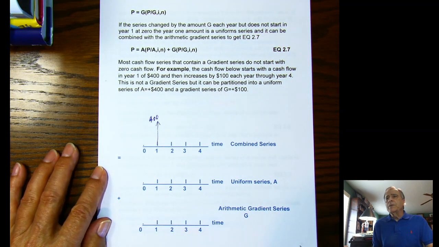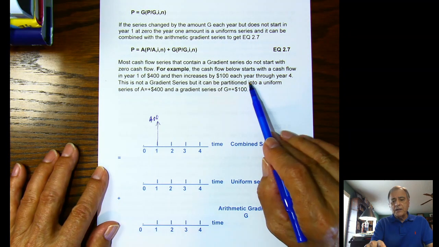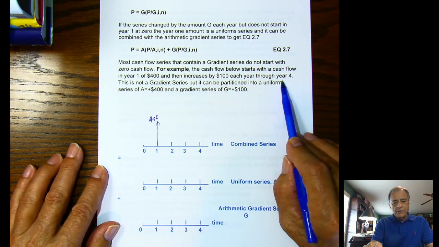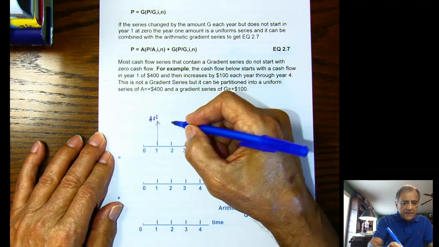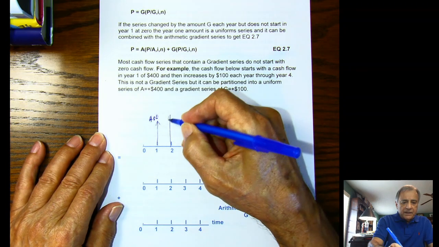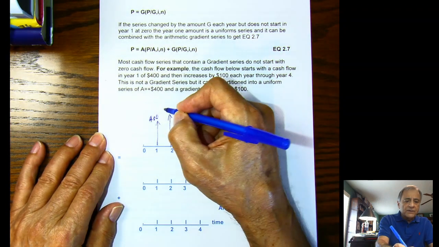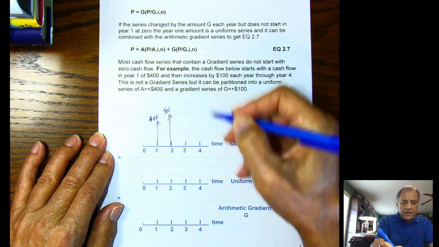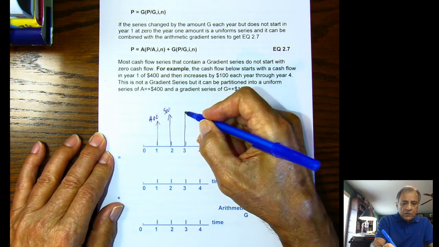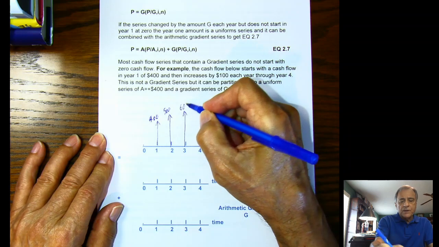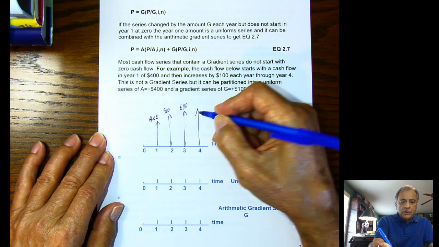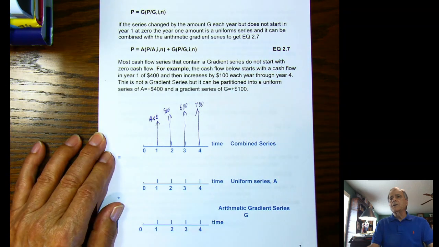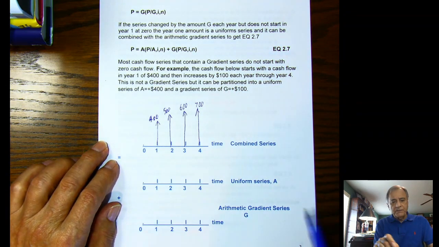Okay, but then it says the series increases by $100 each year through the end of year 4. So that means that the next payment at time 2 would be $500, and the payment at time 3 would be $600 because it's going up by 100 a period, and finally the payment at time 4 would be $700. Now, we want to find the present worth of that series.